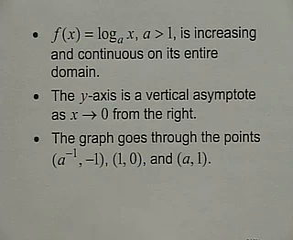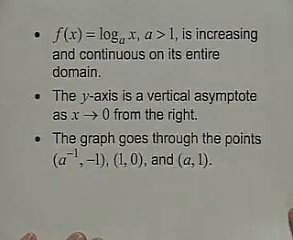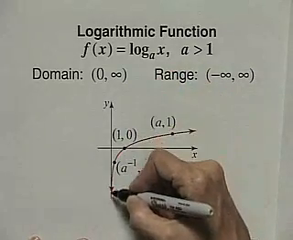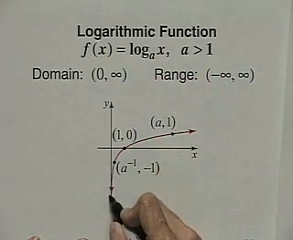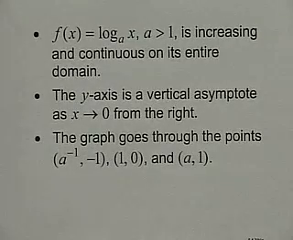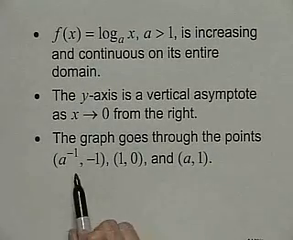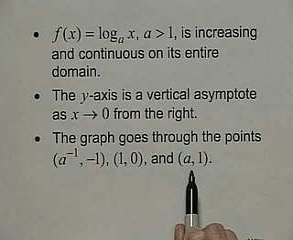The y-axis is a vertical asymptote as x approaches 0 from the right, and I'd like to point that out to you since that's the first time I've mentioned that. Notice that the y-axis is a vertical asymptote as x approaches 0 from the right. And finally, for this particular graph, the graph goes through the points a to the negative 1, negative 1; 1, 0; and a, 1.